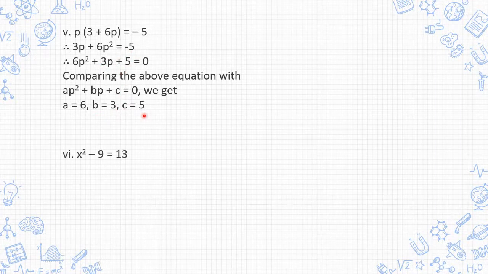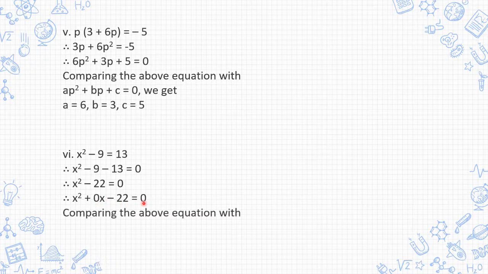The sixth sum, if you see, x square minus 9 equal to 13. So here also we'll just simplify and rearrange this. We'll take the 13 on the other side. So it becomes minus 13. So you have x square minus 9 minus 13 equal to 0. So minus 9 minus 13 will give you minus 22 equal to 0. So if we try writing this in the general form, we have x square plus 0x. Since the x term is missing, you'll write 0x minus 22 equal to 0.